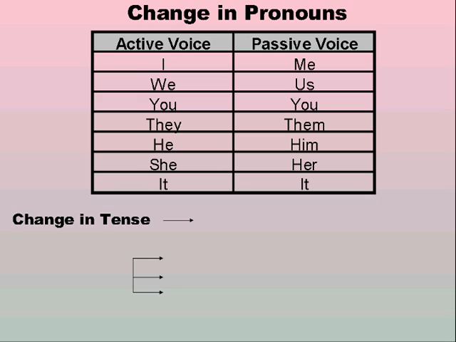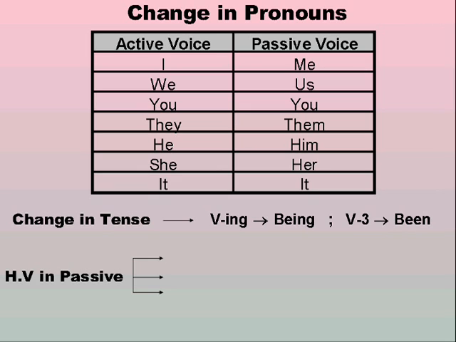And besides this, more changes. The changes which take place in the tense. If the ing form is there in the verb, then the word "being" is used in the passive voice, and if in the active voice the third form is used, then in the passive voice the "be" verb is always used.